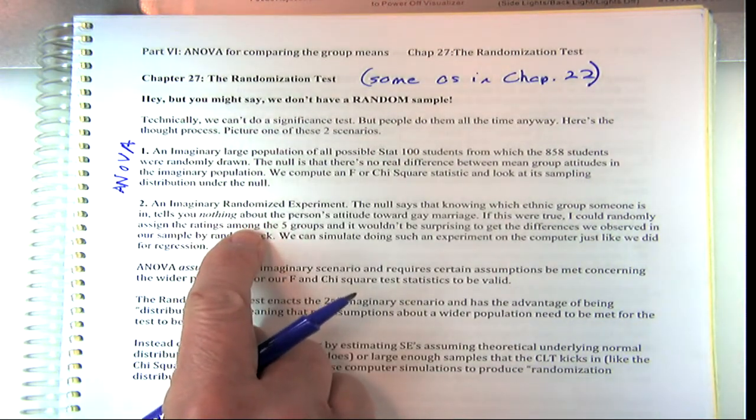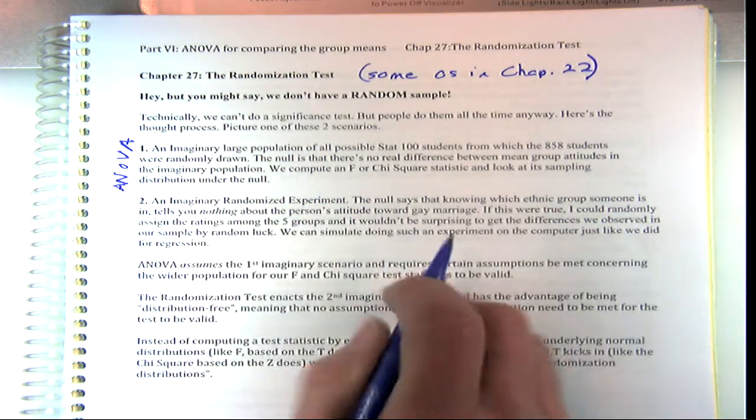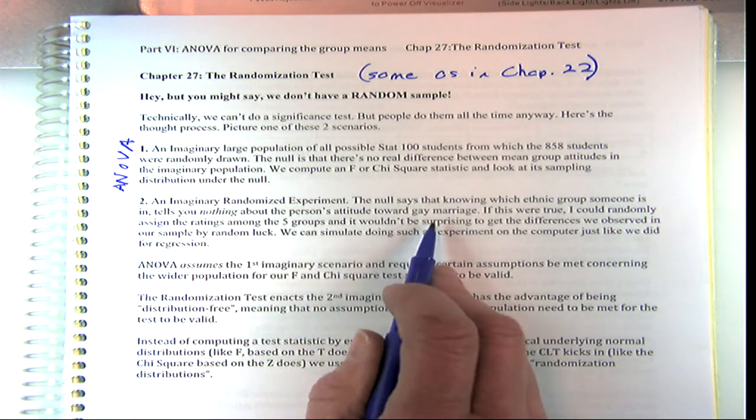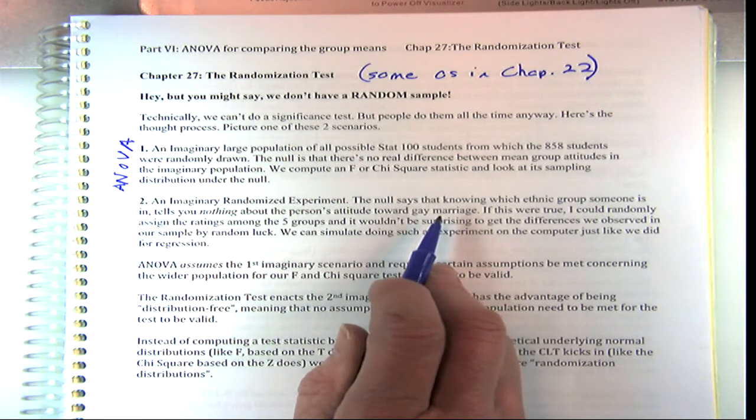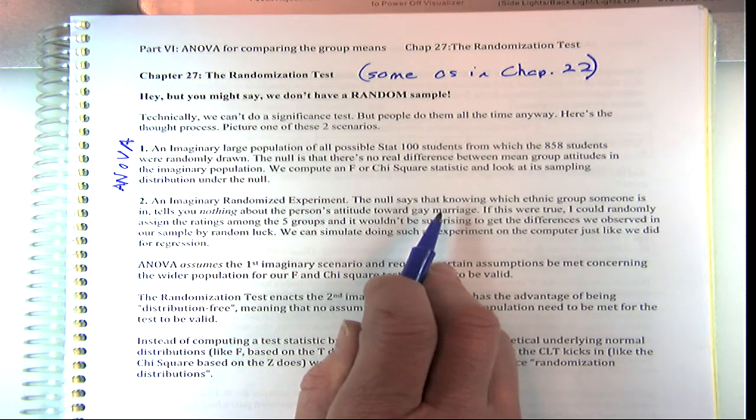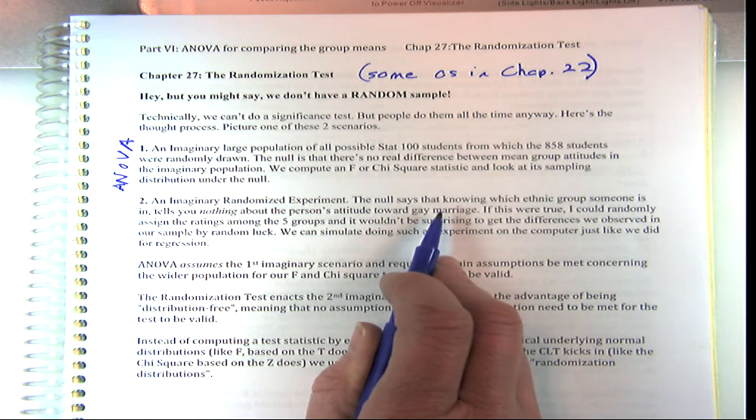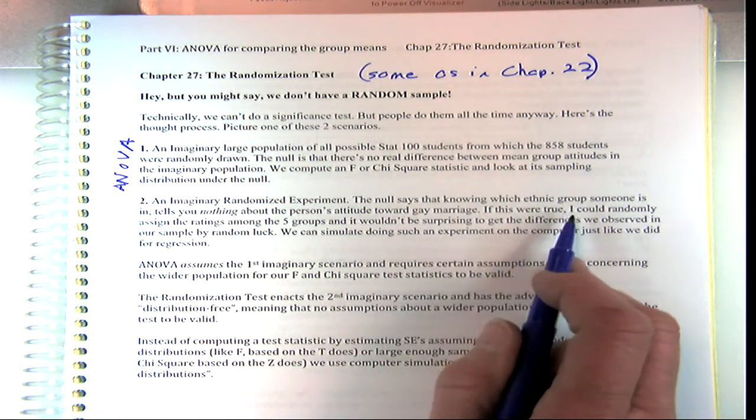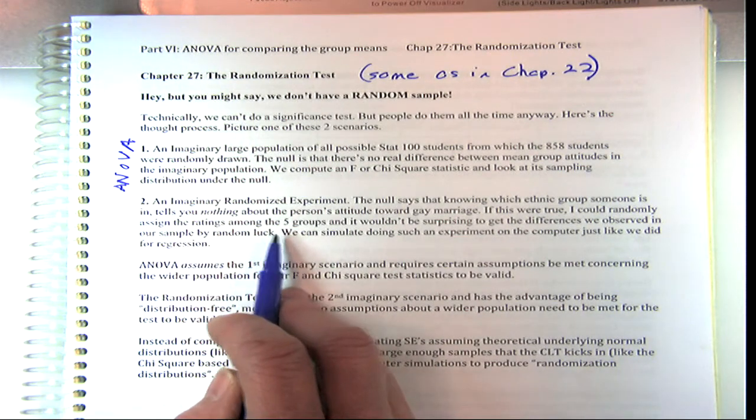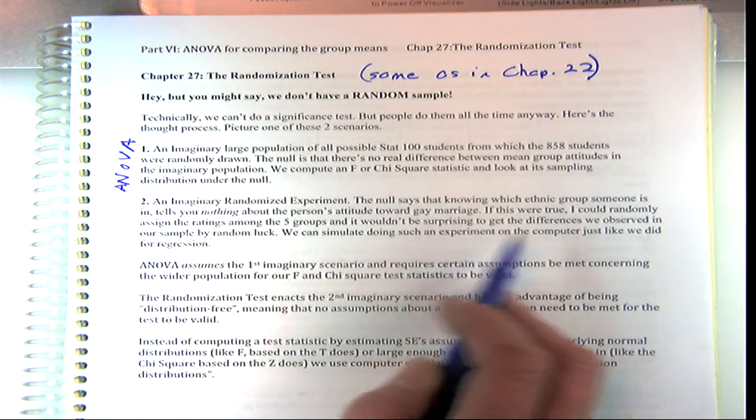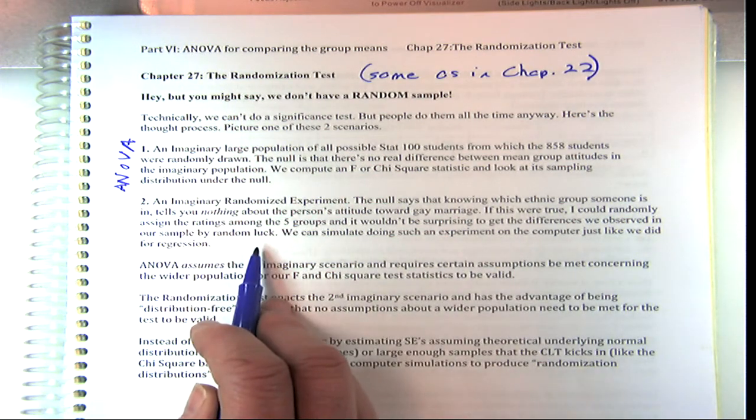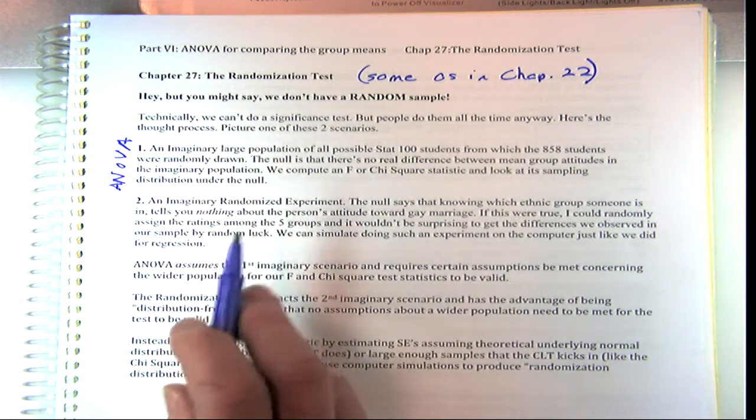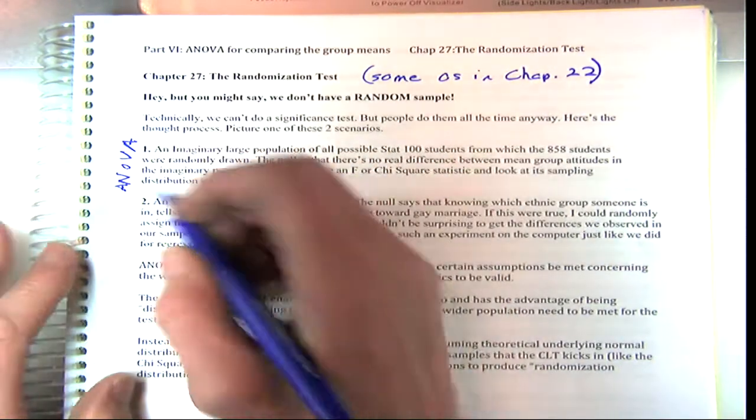Now, there's another way to do it, and that's by imagining a randomized experiment. The null says that knowing which ethnic group someone is in tells you nothing about the person's attitude towards gay marriage. R squared is equal to 0, the correlation R is equal to 0, and our best estimate would just be the overall mean of everybody. If the null were true, I could randomly assign the ratings among the 5 groups, and it wouldn't be surprising to get the differences we observed in our sample just by random luck. We can simulate doing this experiment on the computer just as we did for regression. So that's what we're going to do, and this is the randomization test.